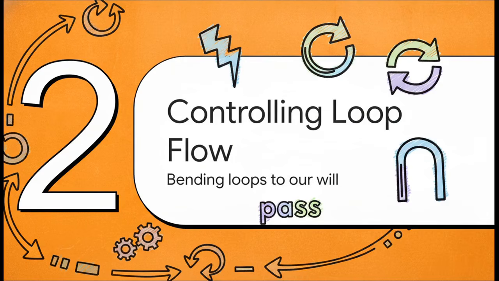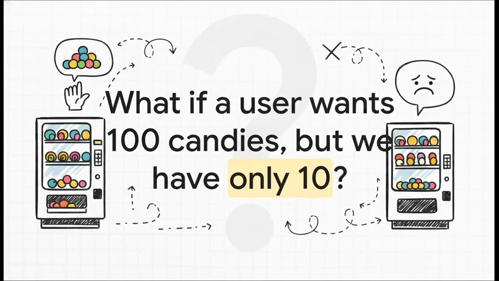Moving right along to section 2, controlling loop flow. It's time to learn how to bend these loops to our will mid-execution. Let's bring back that vending machine analogy for a second. We have a bit of a logical crisis here. What happens if a user demands 100 candies, but the machine only has 10 left in stock? How do we gracefully halt that transaction when the inventory runs totally dry?